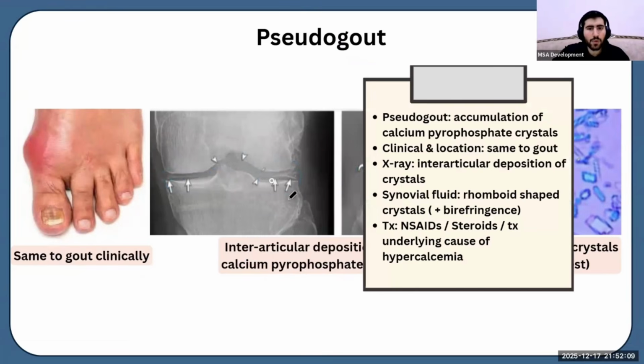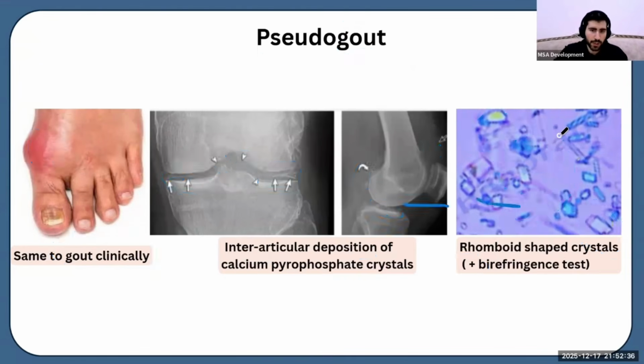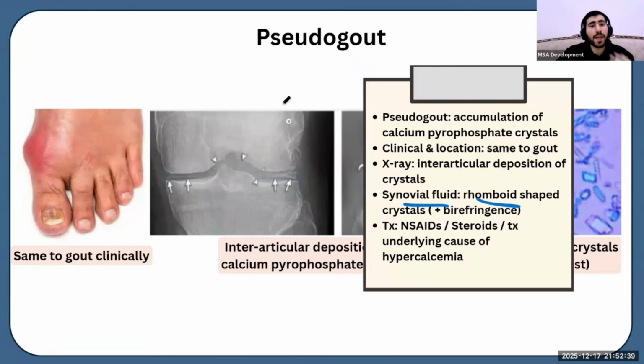When we do synovial fluid analysis, we will have rhomboid-shaped crystals. This is rhomboid shape. So uric acid crystals are needle-shaped. However, in pseudogout, it's rhomboid-shaped. And it's a positive birefringence test, so it looks blue. So gout is negative, looks yellow. However, pseudogout is positive and it looks blue, and it's rhomboid-shaped. Why does this happen? Due to very high calcium, because it's accumulation of calcium pyrophosphate. So it's going to be due to very high calcium levels.